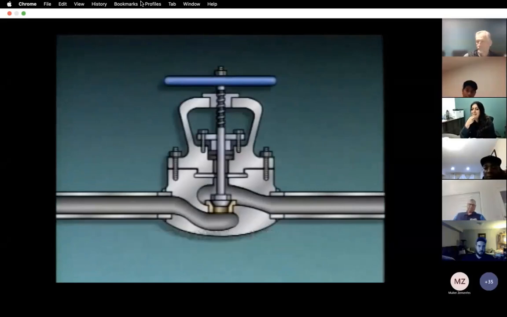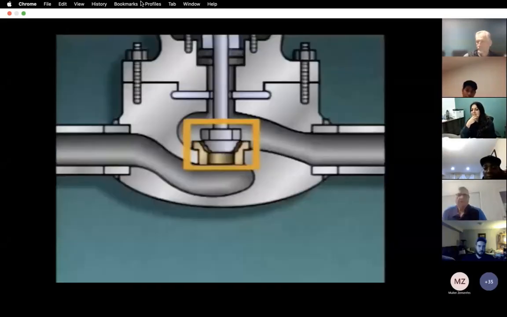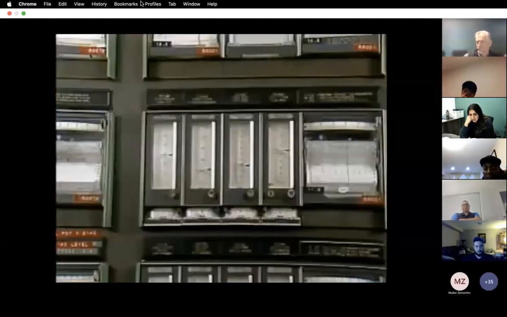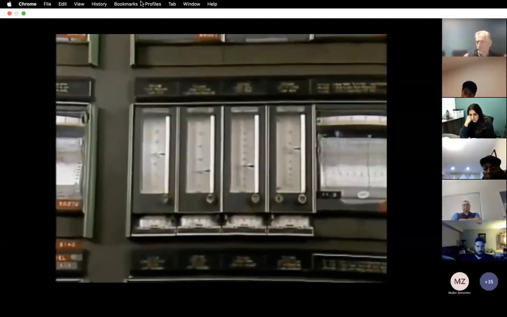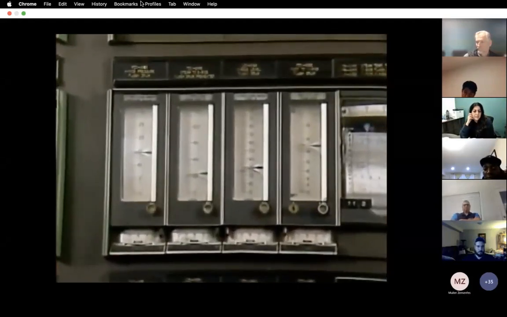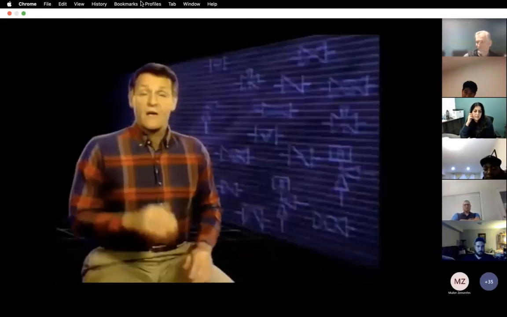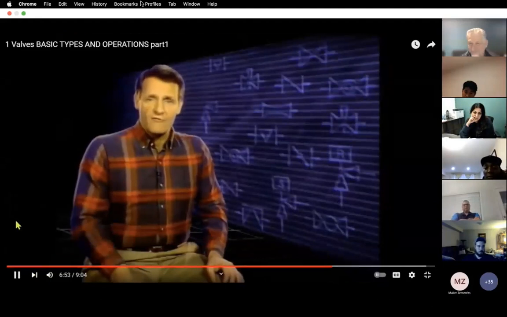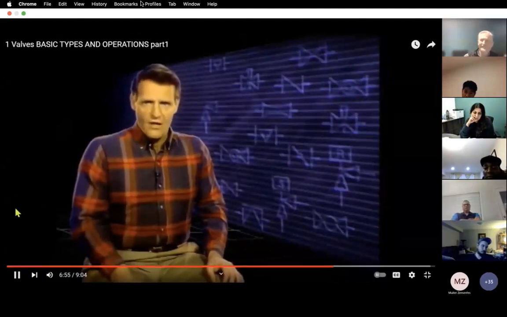The final leak that we're going to look at, and one that is not so obvious, is an internal leak through a valve. As a valve disc and seat wear, fluid may begin to leak by the seat when the valve is fully closed. When this happens, the valve is said to be leaking through. This leak can be detected only by carefully observing plant instrumentation or conditions on both sides of the valve. Besides locating and identifying leaks, another task that an operator may have to perform is valve lubrication.